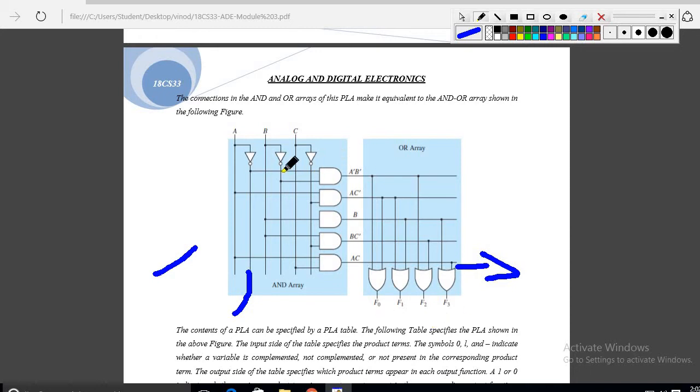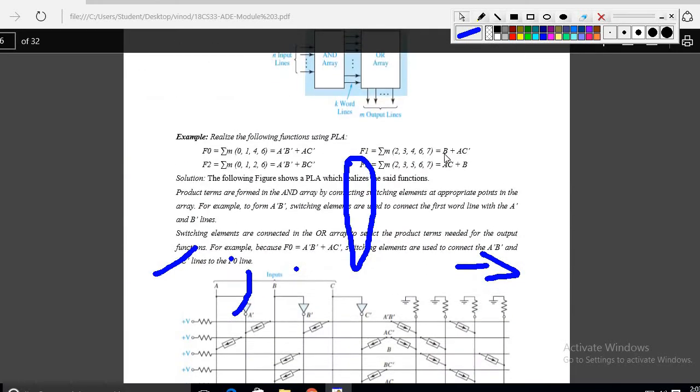So what is your expression? First you have to obtain A bar B bar. I want A bar B bar, and here it is B bar, right? Here A and C bar, this one is C bar, this one is B bar, and this one is A bar. So you directly get it. Here B is directly connected. This one is B C bar. This one is A and C connected. Once you have got these, they are all product terms, because they come from the AND gate. For that reason, here is the OR gate. What is your F0 expression? F0 expression is what?